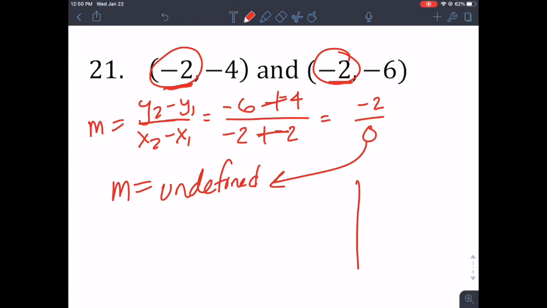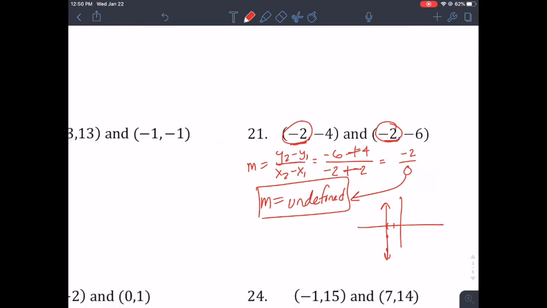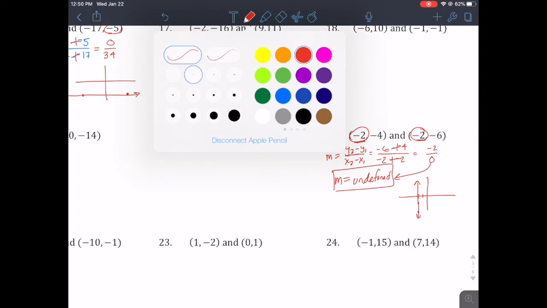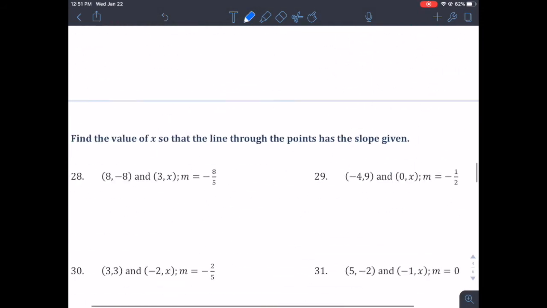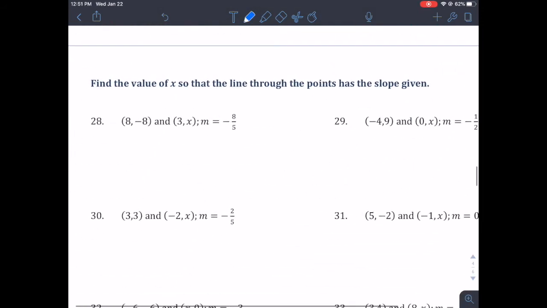So if we were to plot these 2 points, they're both over at negative 2, and one is at negative 4, and one's at negative 6, but these are in a vertical line. So if you see points with the same x value, you should know that the slope will be undefined. Great. All right, so we did finding the slope from 2 points.